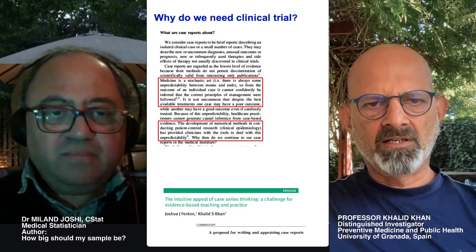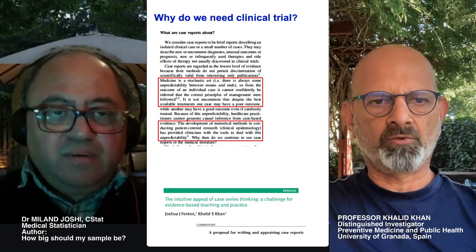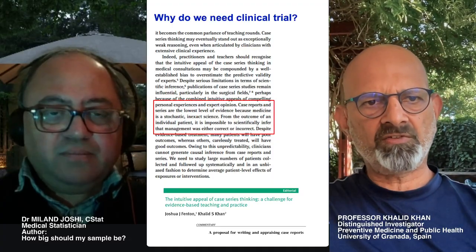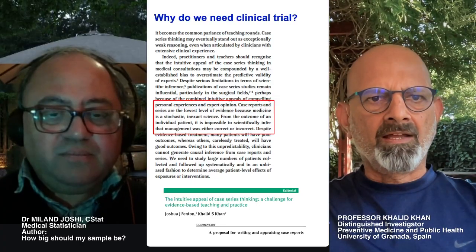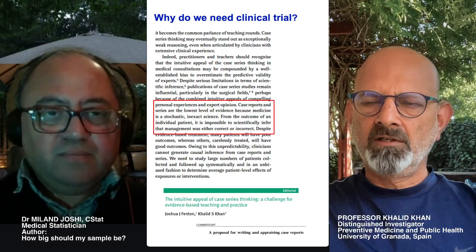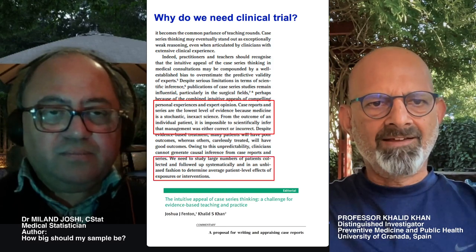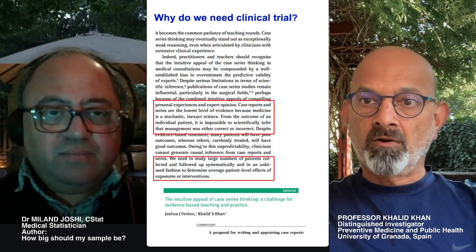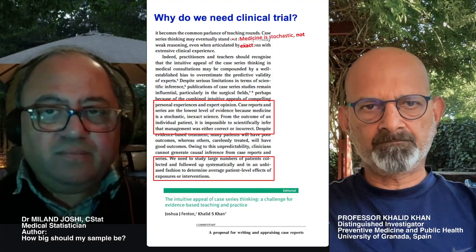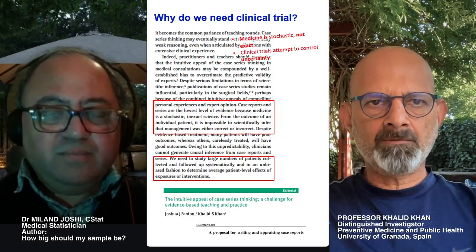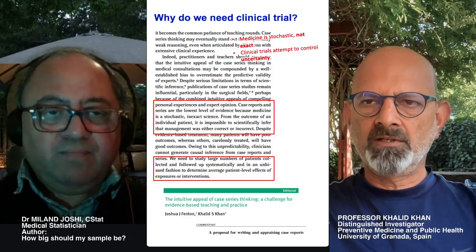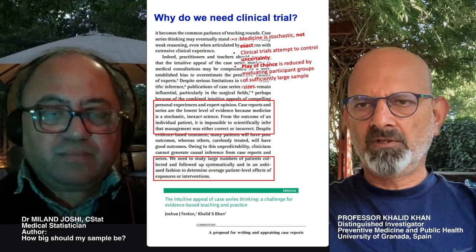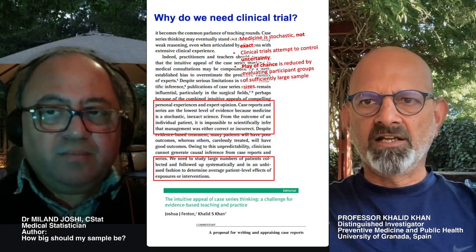In another related piece published with my former editor colleague Joshua Fenton, we stated the same idea, referring this time to the weakness of uncontrolled case series, not just case reports, in that case series themselves are inexact in terms of scientific inference. And we highlight that a large number of patients ought to be systematically recruited and followed up in order to make causal inferences. So in summary, medicine is stochastic, not exact. Clinical trials attempt to control for uncertainty and the play of chance, controlled by the fact that a sufficiently large sample size ought to be employed in clinical trials.